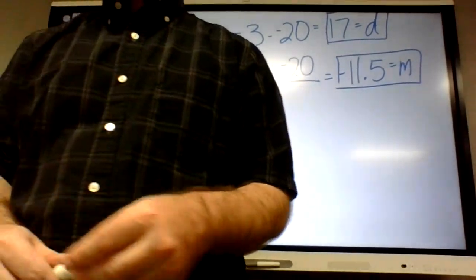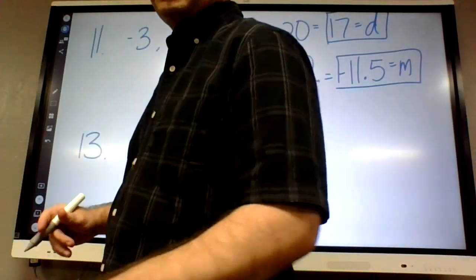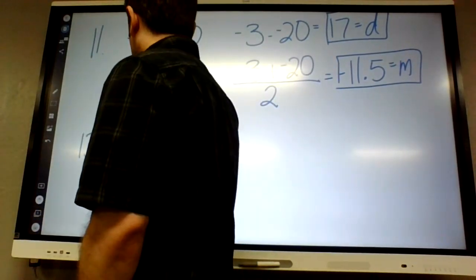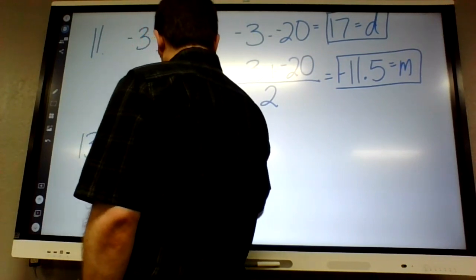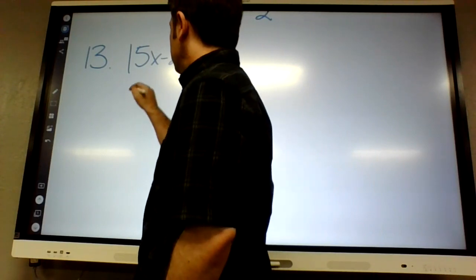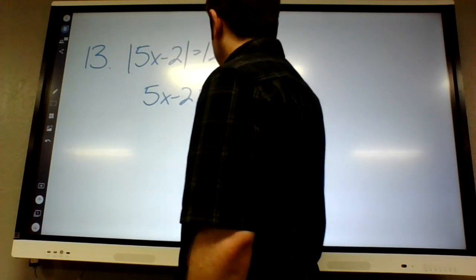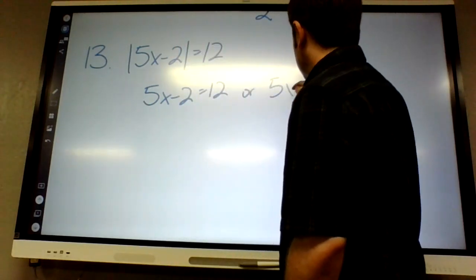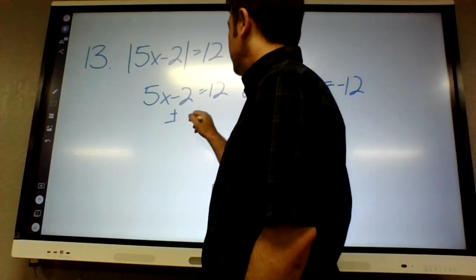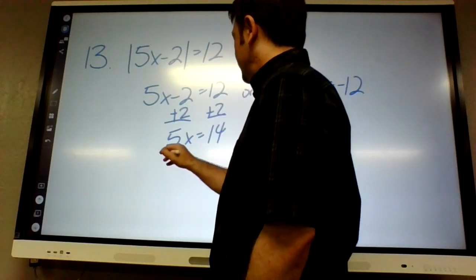Okay, 13. 5x minus 2 equals 12. All right, Shelby, how do we set that one up? 5x minus 2 equals 12. Then just use some basic algebra after that. What's 14 divided by 5?